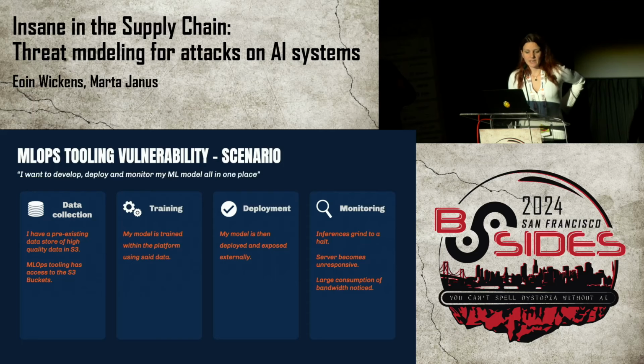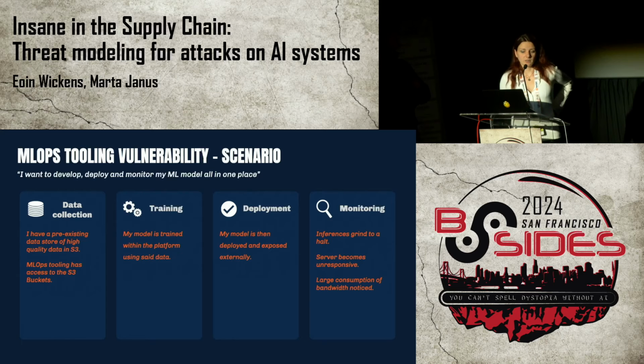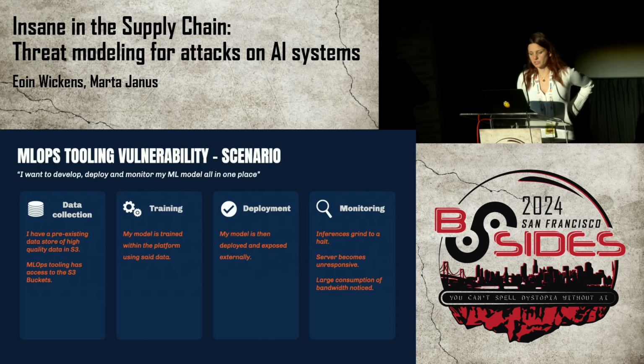With this kind of exploitation, we came up with another scenario. We have a pre-existing store of data in an S3 bucket, and our MLOps tooling has access to that bucket. Then we train our model using this data. The model is deployed and exposed externally to the customer, meaning that the customer can actually query the model and see the predictions. And after a while, we are seeing some worrying signs as well.